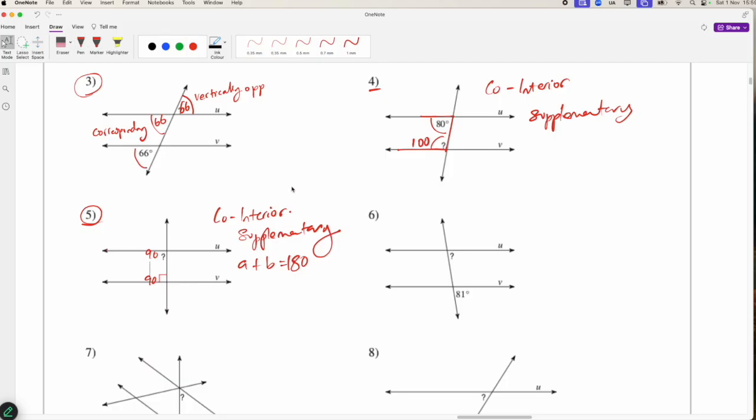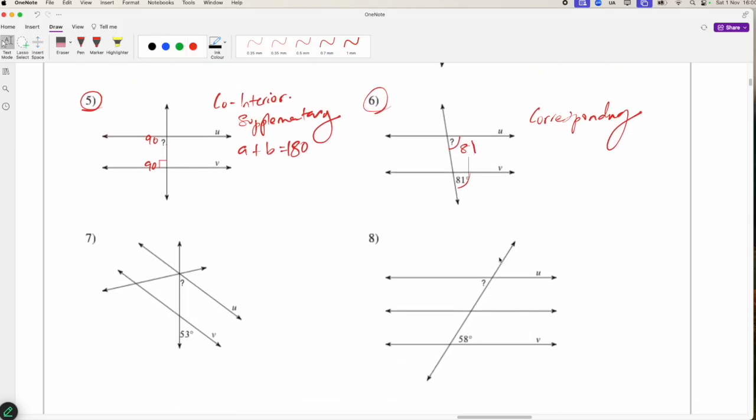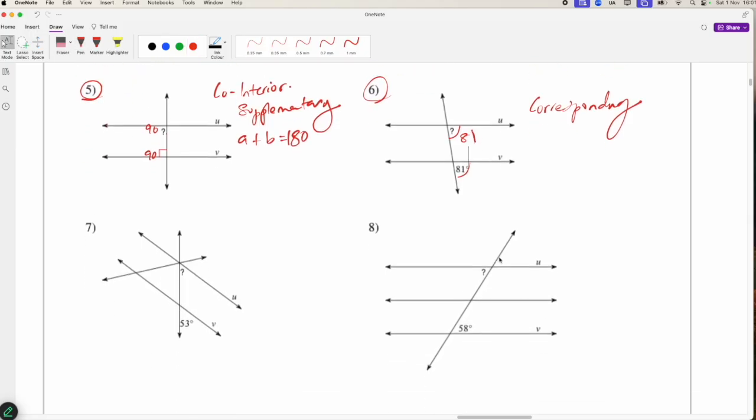Victoria, where's number 6? I had 81 due to corresponding angles. Corresponding angles are in the same place with respect to the parallel lines, so they are equal. This is 81 degrees. I hope you are all writing them down and drawing the diagrams.